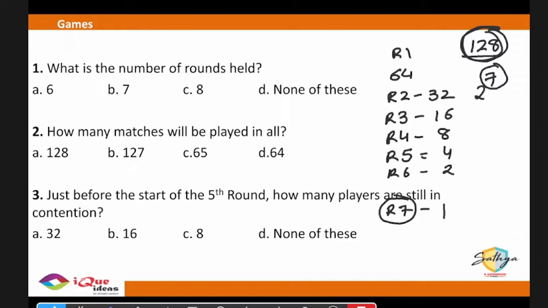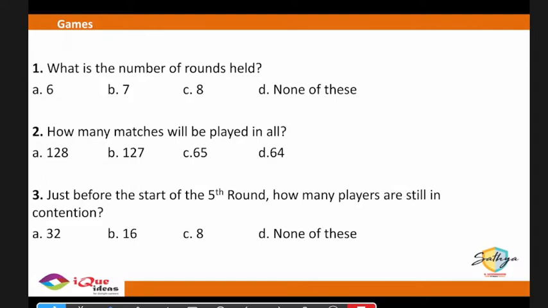Next question, how many matches will be played in all? 127. And that is pretty straightforward. You don't even need any calculation, because in a knockout tournament, every single match will eliminate one player. And out of 128, to get one winner, you need to eliminate 127 players. So you need a total of 127 matches. So simply speaking, if there are a total of n players in a knockout tournament, then the number of matches required is simply n-1.